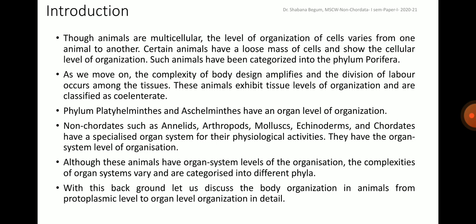As we move on, the complexity of body design amplifies and division of labor occurs among the tissues. These animals exhibit tissue levels of organization and are classified as coelenterates. Phylum Platyhelminthes and Aschelminthes forms have an organ level of organization. Non-chordates such as annelids, arthropods, mollusks, echinoderms and chordates have a specialized organ system for their physiological activities. They have the organ system level of organization.